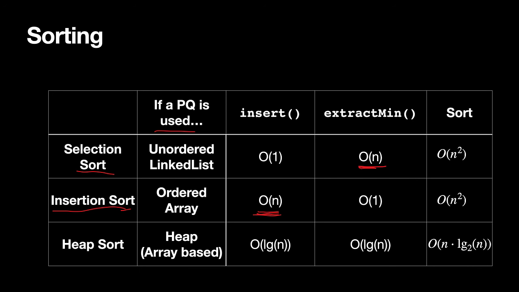And then if we use a heap with our min heap priority queue, the effort to insert things and remove things is much more balanced, and we get an n log n sort. So this is considerably faster at sorting than our n squared sorts.